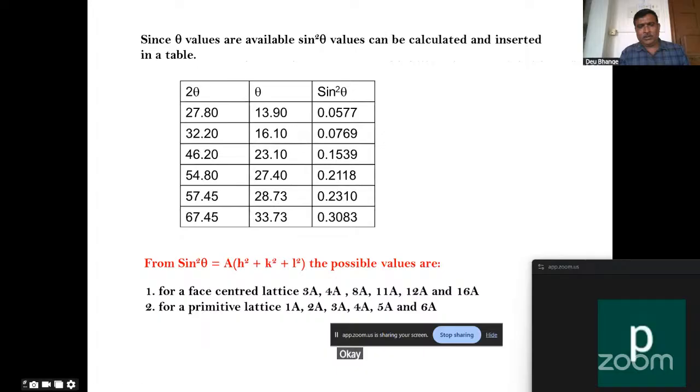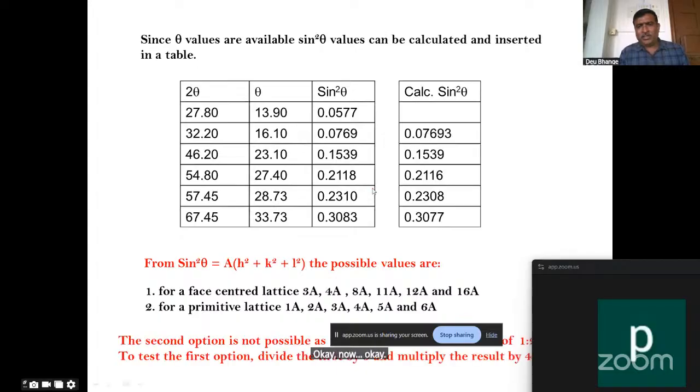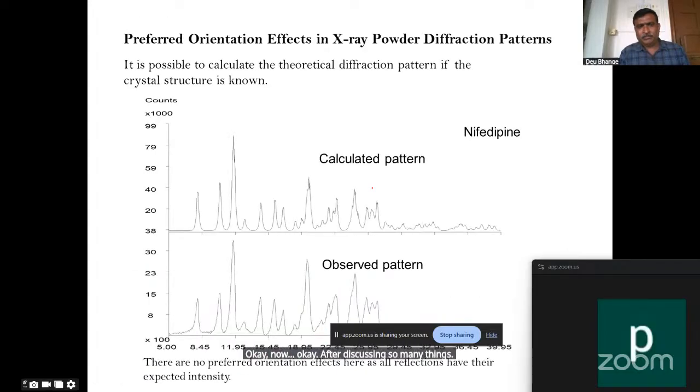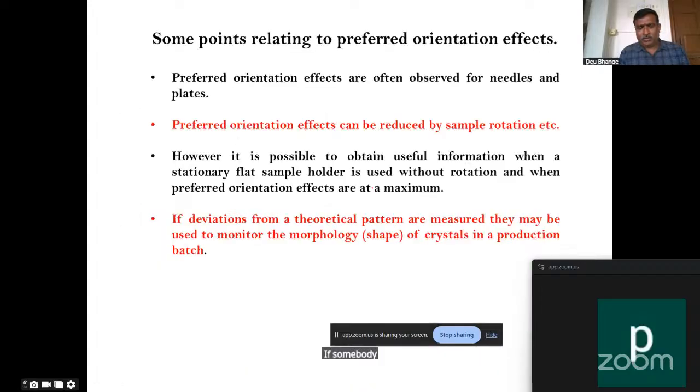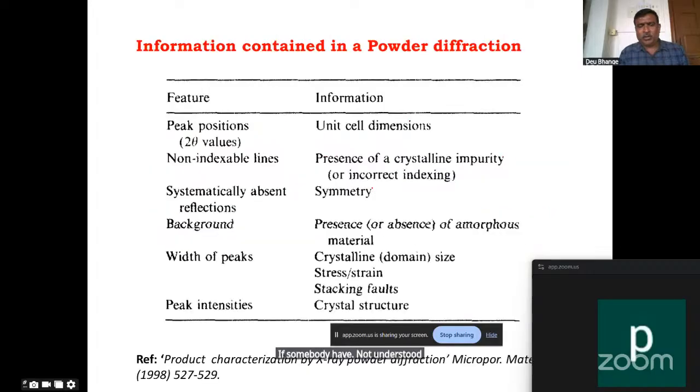Okay, now, after discussing so many things, if somebody has not understood anything out of this discussion, for that individual I am always placing this slide at the end of my talk.